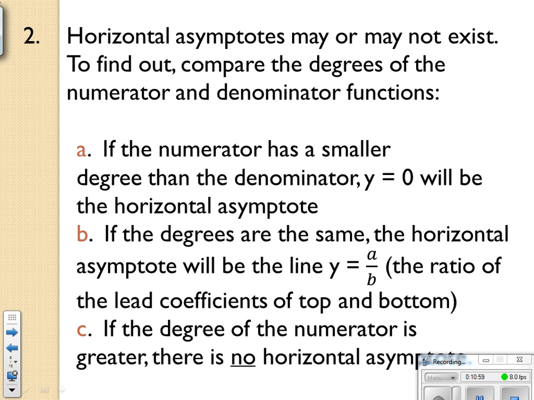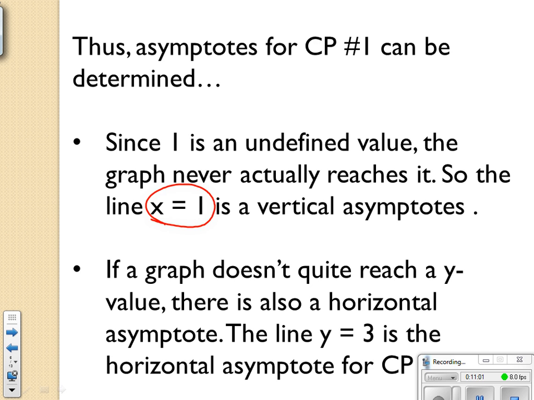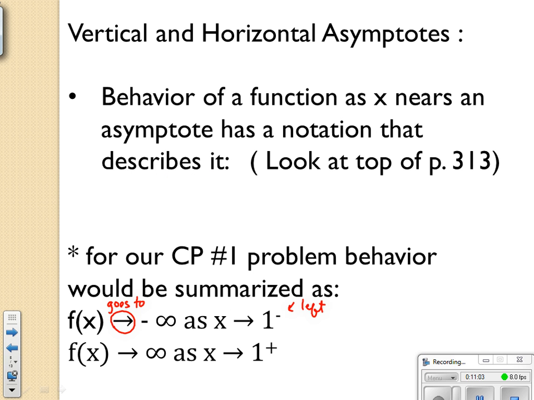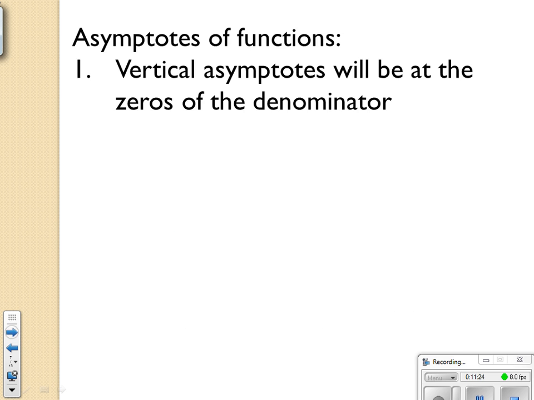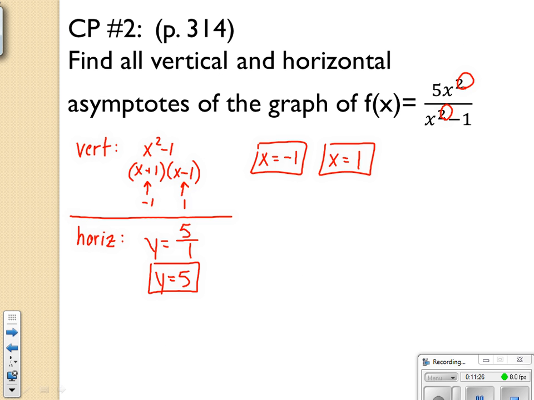Now scroll back real quick. Let's look at that checkpoint problem one more time. When we were looking at our degrees, we had degree 1 on top and degree 1 on the bottom. So our horizontal asymptote, since the degrees matched, would be 3 over 1, or y equals 3. I said we'd get back to that. So that's mathematically how you find that horizontal asymptote.